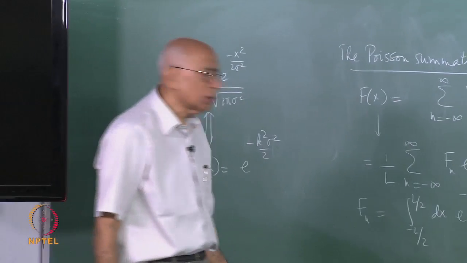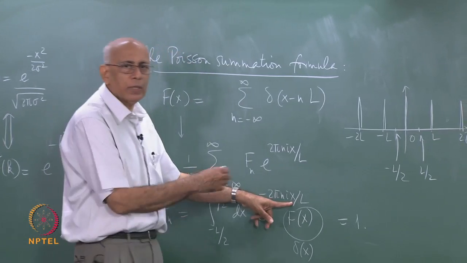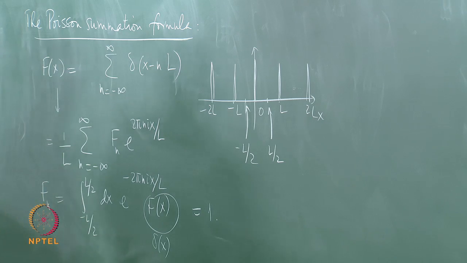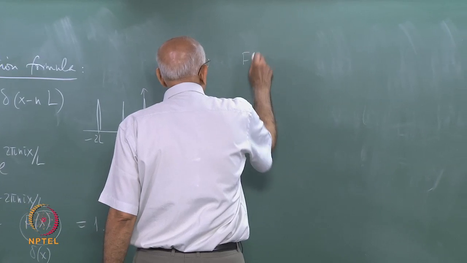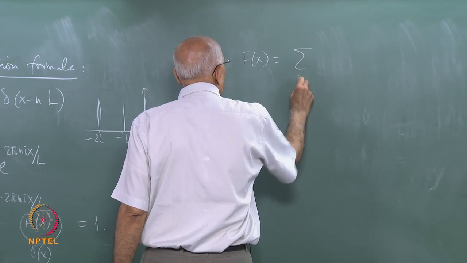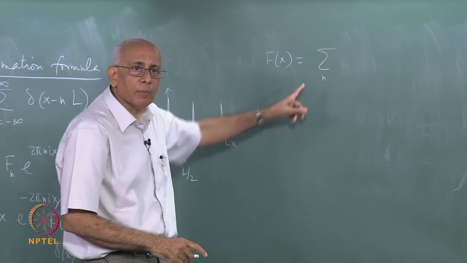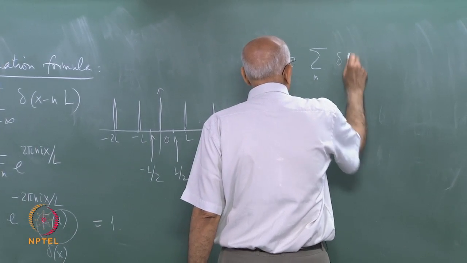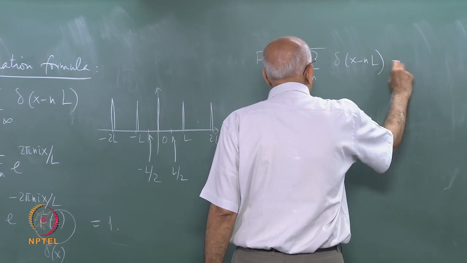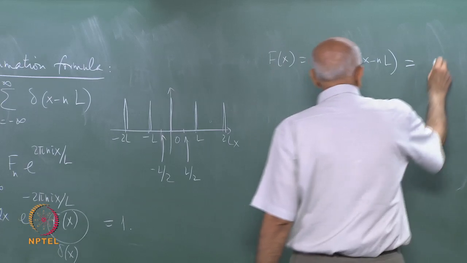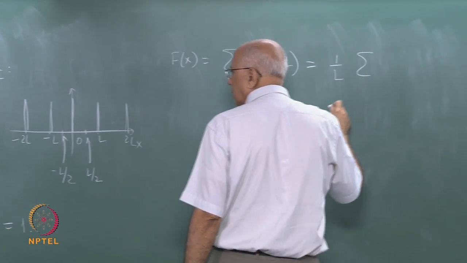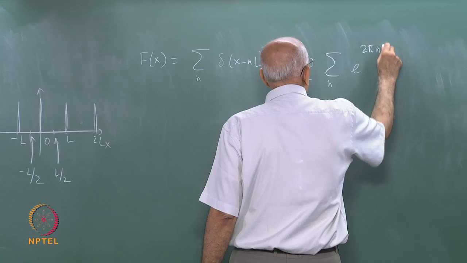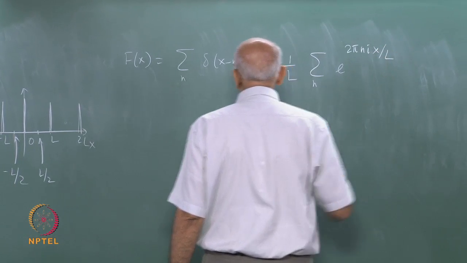You put in this delta function and do the integral, then you set x equal to 0 and that is it, it is equal to 1. Okay. So going back here, this says that f of x equals the summation over n. If I do not write limits, it means from minus infinity to infinity, just for short, delta of x minus nL is also equal to 1 over L summation over n e to the 2 pi n i x over L.